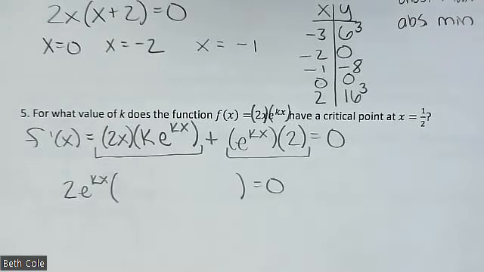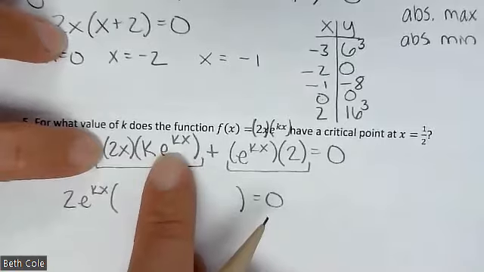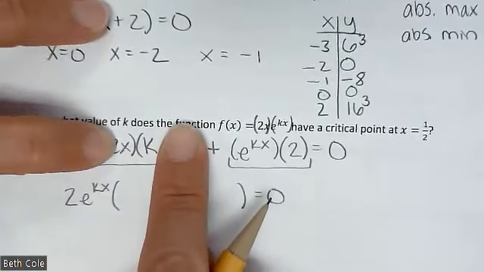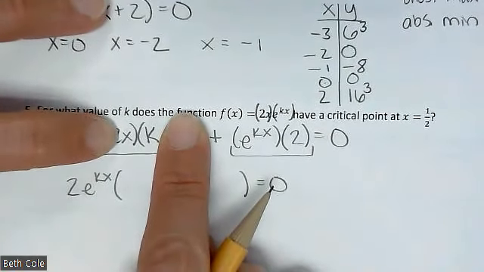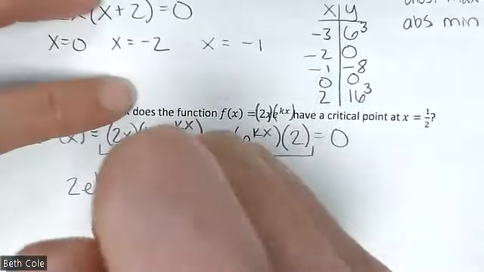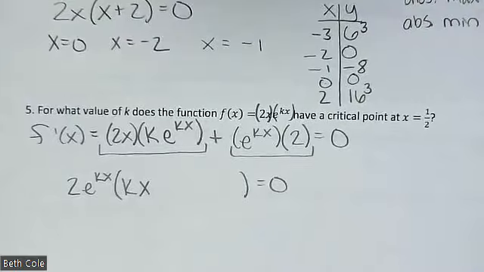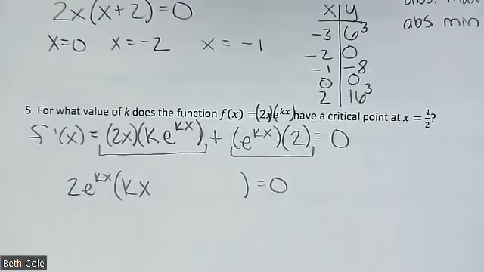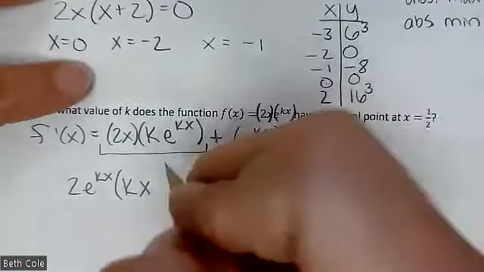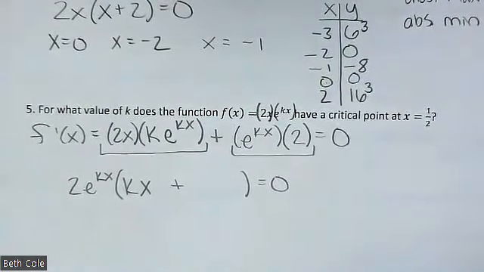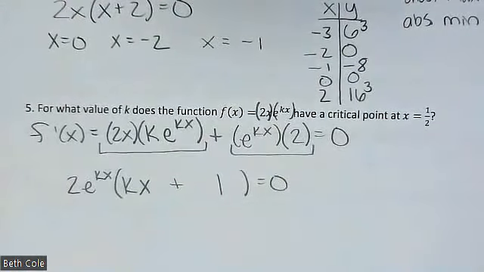So if you take out 2e to the kx, what's left from the first part? Just x. Can I put kx? Just because k is going to be a number, and usually we do like 2x or 5x or 7x, so we'll say kx. All right, plus 1. If you take the whole thing, it's 1.